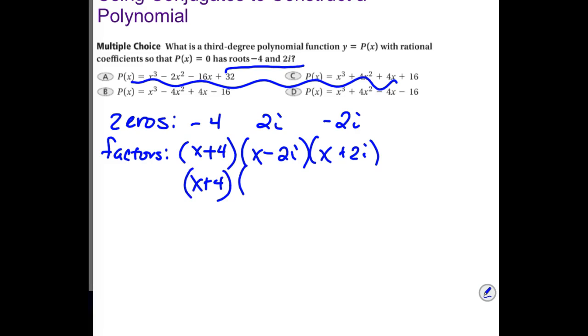What do we end up with? X times x, x squared. Insides and outsides we said would drop out. Last term, negative 2i times a positive 2i gives us negative 4i squared. But in our last chapter, we learned what that was. What is an i squared? It's a negative 1. So this really is saying that we're taking negative 4 times negative 1, which would really be a positive 4.